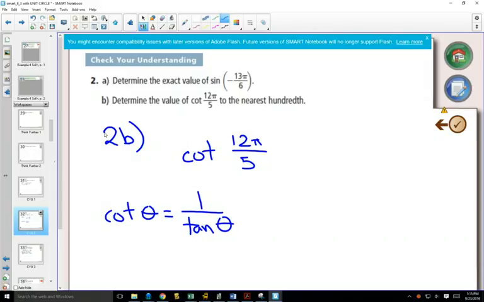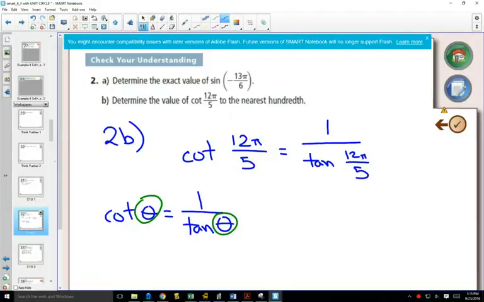In this question, the 12 pi over 5 isn't the ratio for cotangent. It's the angle. And the definition of cotangent says that cotangent is 1 over tangent, but the thing to notice here is the angle stays the same. The answer will be flipped, but the angle stays the same. So when we go to type this into our calculator, we are going to type 1 over tan of 12 pi over 5.